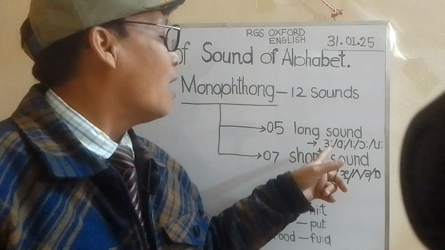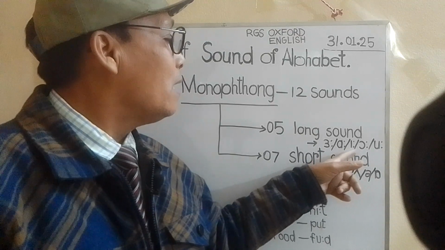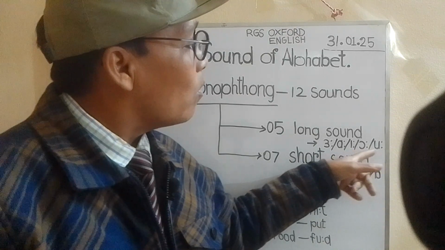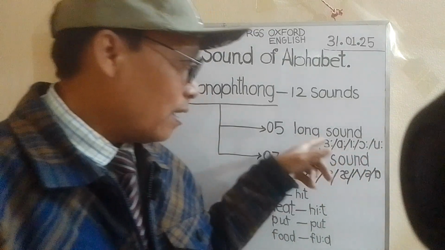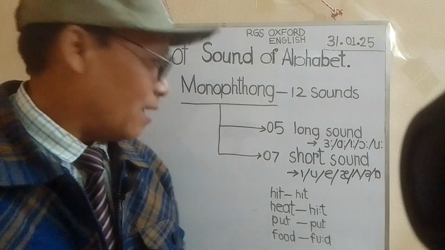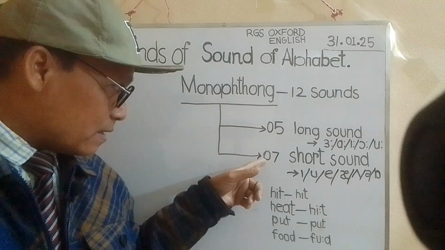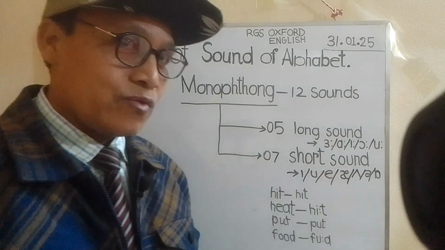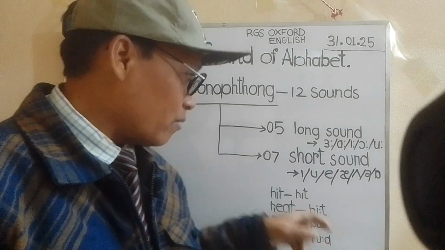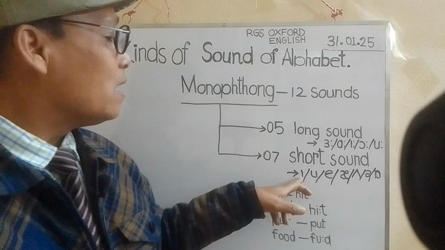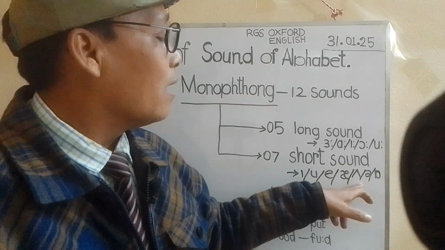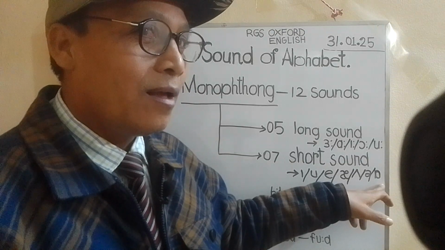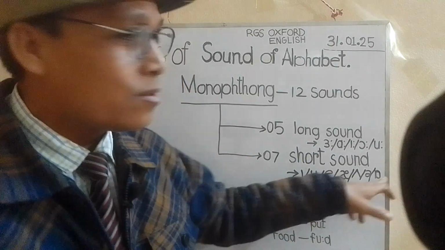You see, e, o, u. These are the long sounds. And you see there are 7 short sounds. What are they? E, U, E, A, O. These are the short sounds.